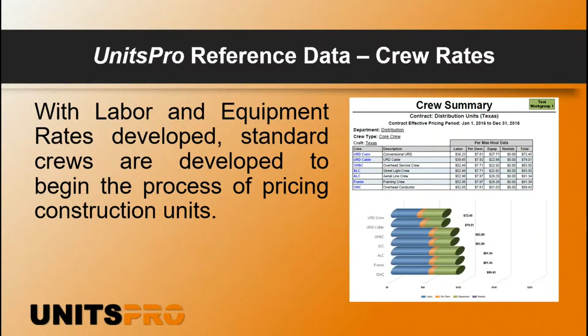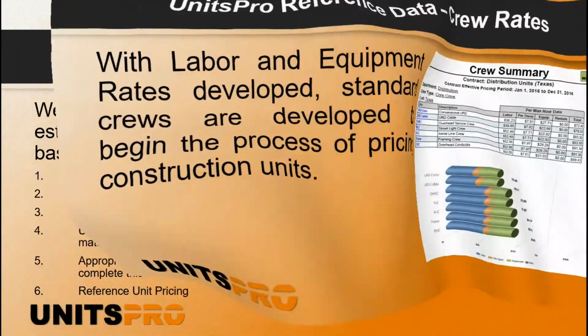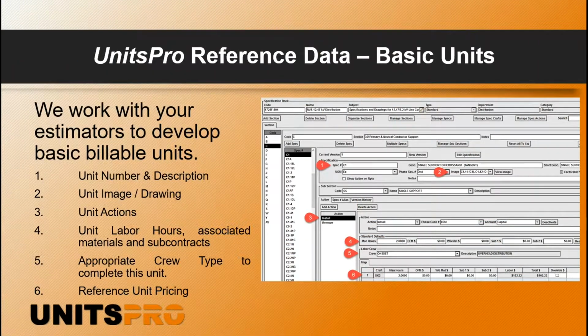Once we have these labor and equipment rates developed, we develop crews that are used for specific units, i.e. a framing crew for framing work, a pole setting crew for pole setting work, where the equipment and the crew composites will be different, and we want to price those at a different man-hour rate. So then we get into building our reference data.